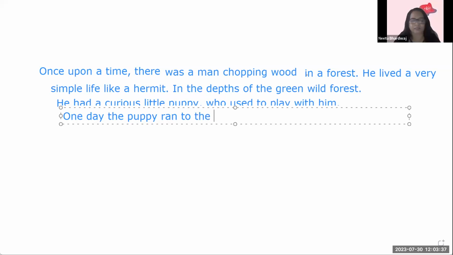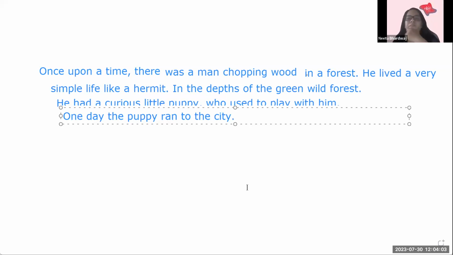To the city. Excuse me, ma'am. So one day what happened? One day the puppy ran to the city. Okay. Excuse me, ma'am. Yes, dear. Ma'am, since we started the story with once upon a time, there was a man chopping wood in the forest, can we write on that particular day the puppy ran into the city? We can do that, right? We can do that. Now, how will you change the sentence then?